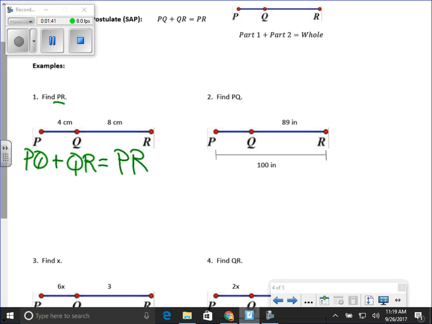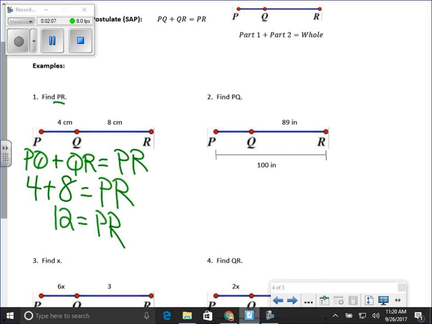Okay. No? Okay. How long is PQ? 4. So I'm going to just substitute that in. I know that's 4. All right, how long is QR? That's 8. All right, did they tell us how long PR was yet? No, so we don't know yet. So I'm trying to figure out what PR is. All right, so now what's 4 plus 8? 12. So now we know that PR is 12 because we added the lengths of the 2 smaller segments. So PR is 12 centimeters. That's okay? Pretty easy? All right, cool.